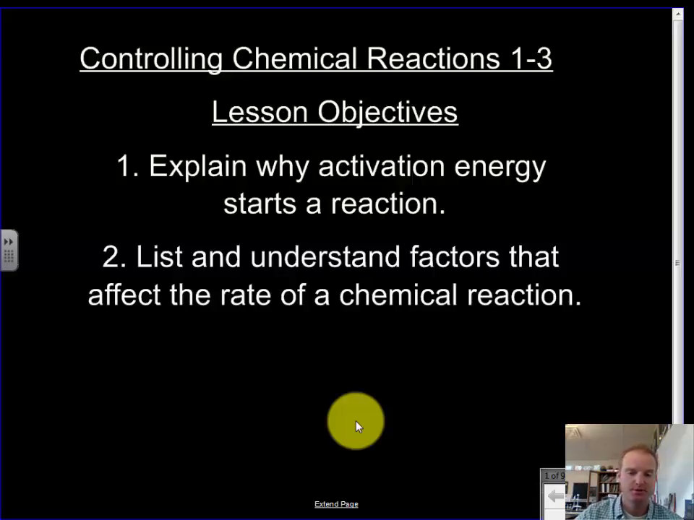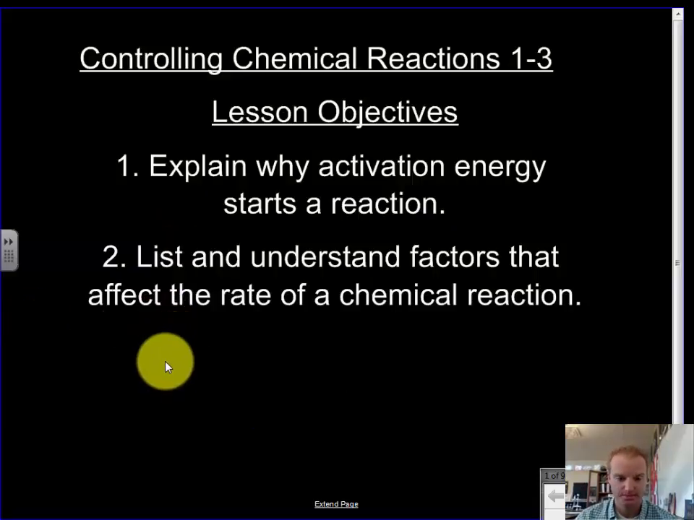and you are watching the video notes for section 1-3 in our book, and these are on controlling chemical reactions. So this first page you do not have to write anything down. This is what we hope to learn: be able to explain why activation energy starts a reaction and list and understand factors that affect the rate of a chemical reaction.